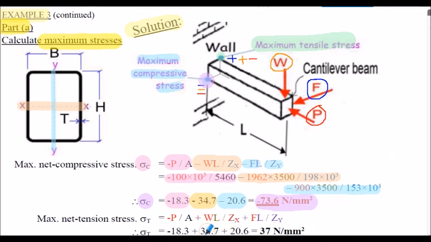If we now calculate the maximum net tension stress, sigma T here, we still have the net compressive stress, negative 18.3. But this time the bending stress about the x-axis is actually positive, and so is the bending stress about the y-axis. So the maximum net tension stress, sigma T, at this point here, evaluates to be 37 newtons per millimeter squared.